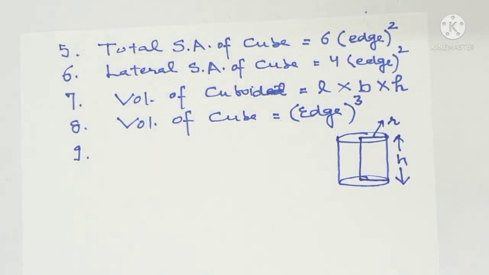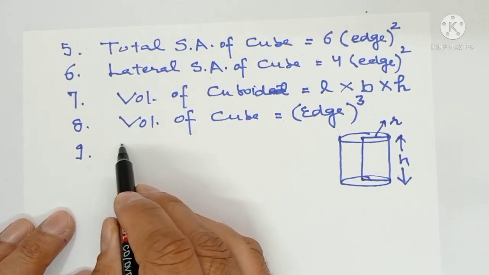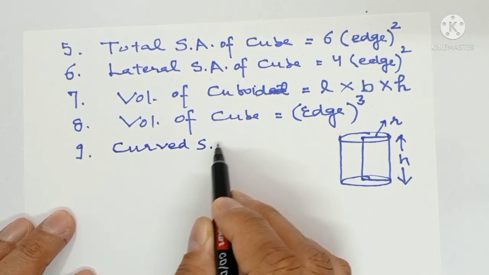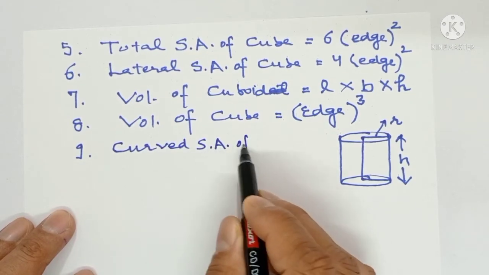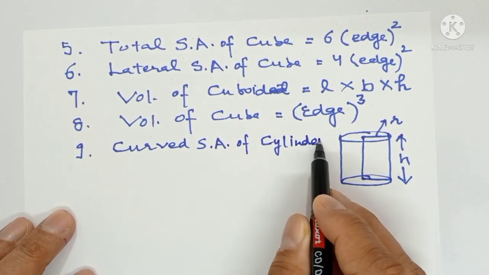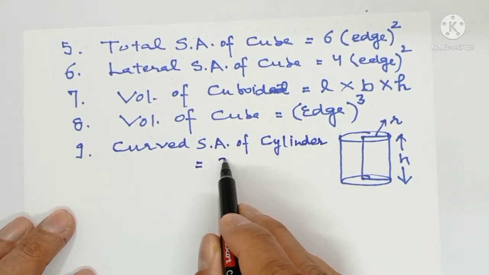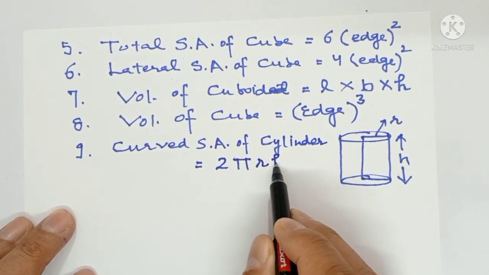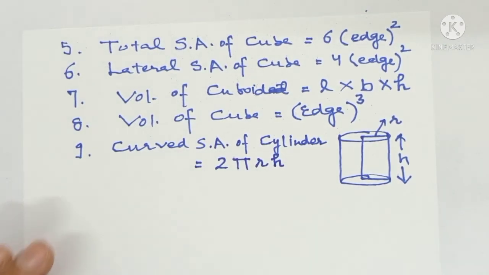Now, suppose I have to apply some paper, or you can say I have to color the outer portion of the cylinder. So that is called curved surface area of cylinder. The formula of curved surface area of cylinder is 2 pi r h. 2 pi r means circumference, h means height.